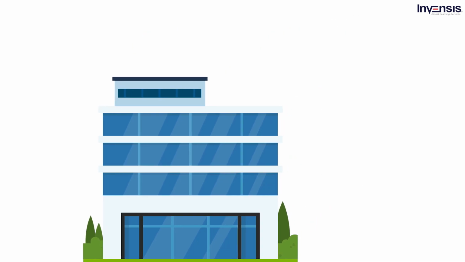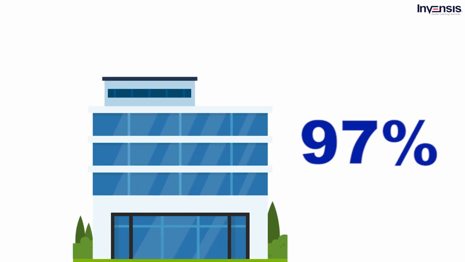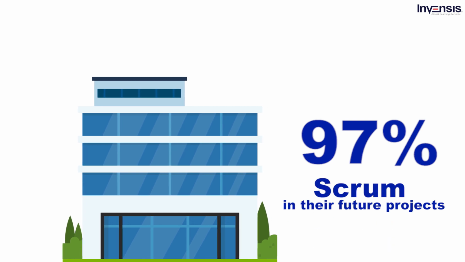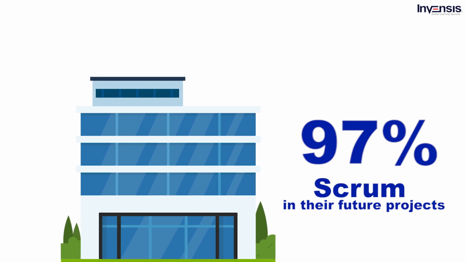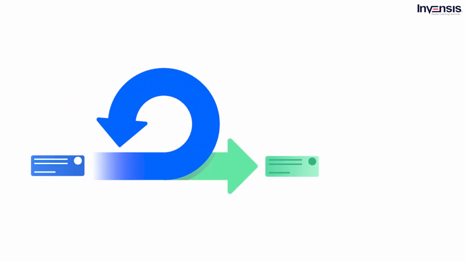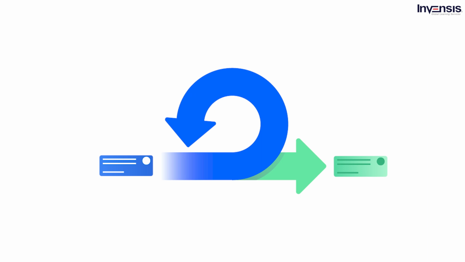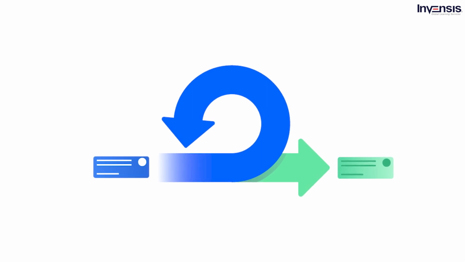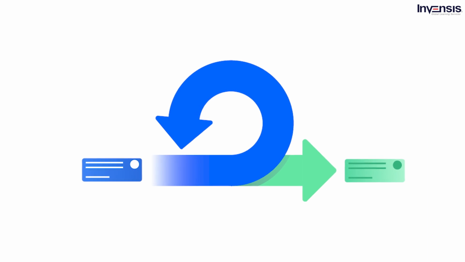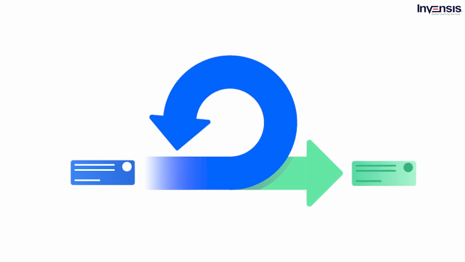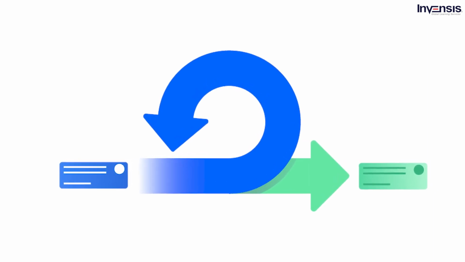A recent survey conducted stated that 97% of organizations that participated in the study will continue to use Scrum in their future projects. The Scrum process works in incremental iterations known as sprints during the entire lifespan of the project. The first step to start any iteration, or sprint, is to plan for it. It is a crucial step in ensuring the success of the sprint.